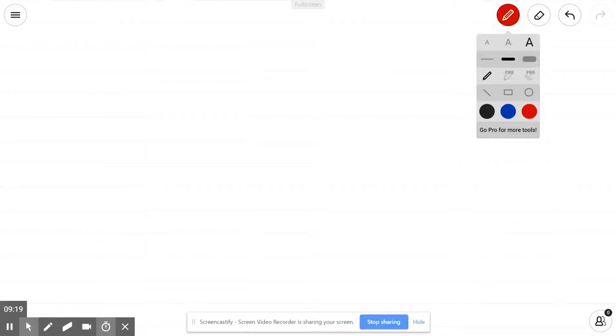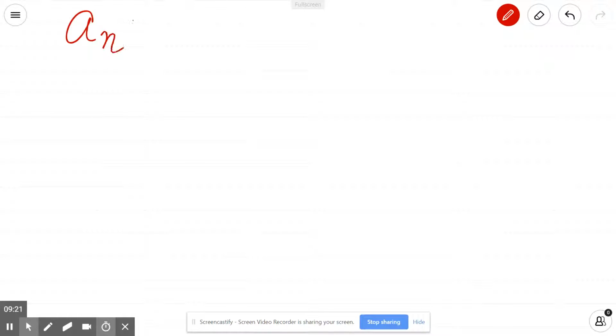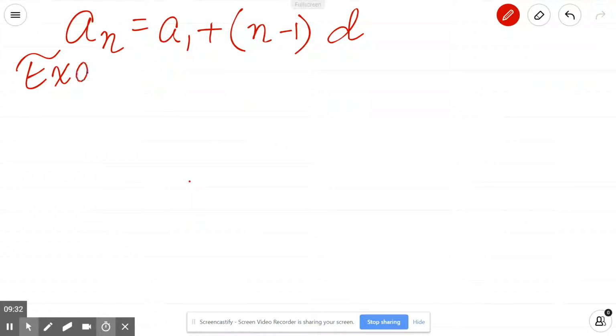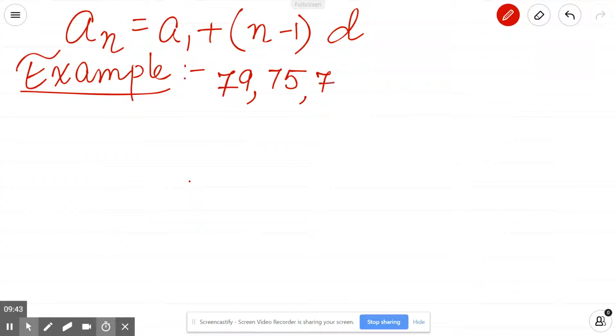Now remember, we need this formula to find the nth term. We have a1 plus n minus 1 times d. So anytime you have 3 things given to you, you can always find the next one. So we'll do an example question together. And in the question, we have 79, 75, 71, 67, 63. And these are the terms of your sequence.